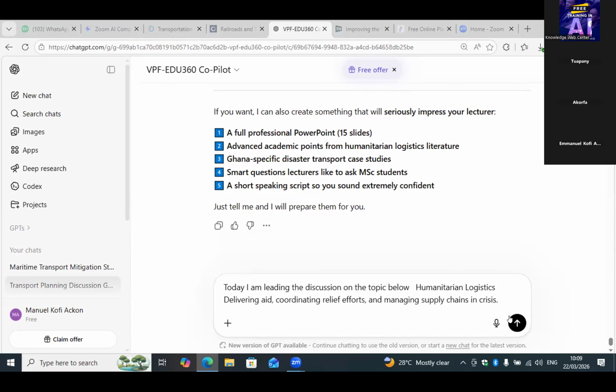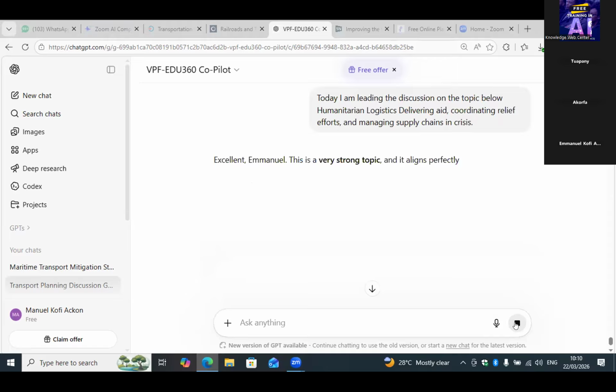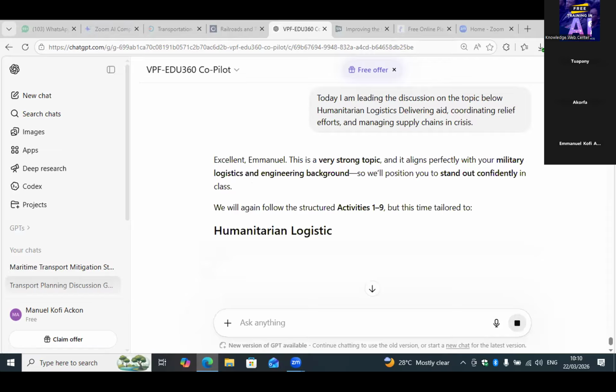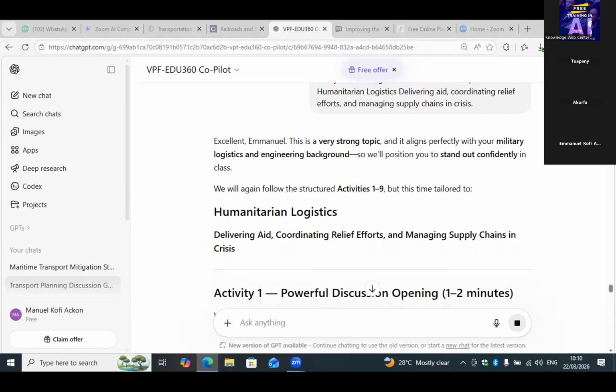So that's all we do for today, the discussion. Click on it and let me show you what will happen. The same way you built the other one, the same thing we are doing here. Okay, so it says we will again follow the structural activity 1 to 9, but this time tailored to what? Humanitarian what? Logistics. You get it? Go down. Just go down slowly.